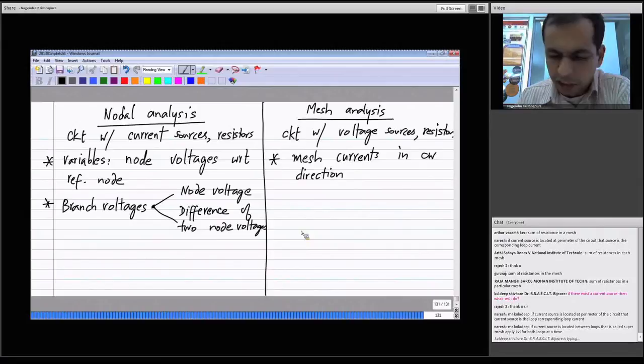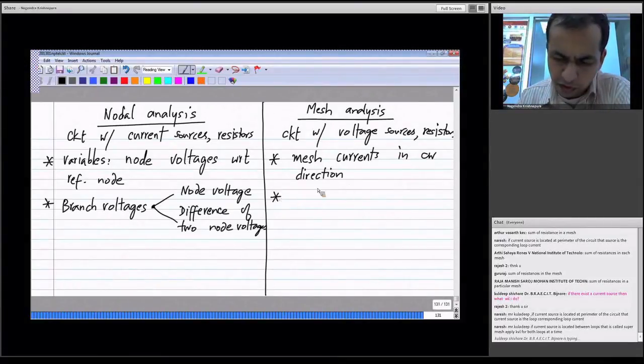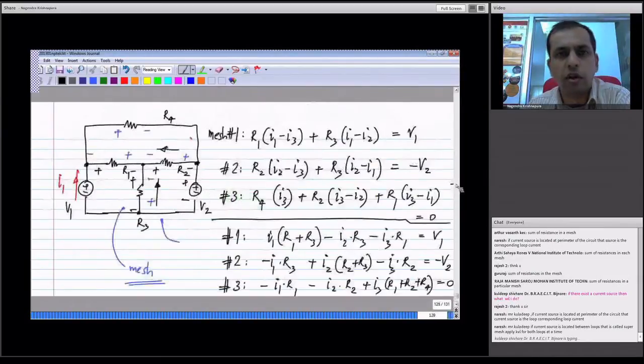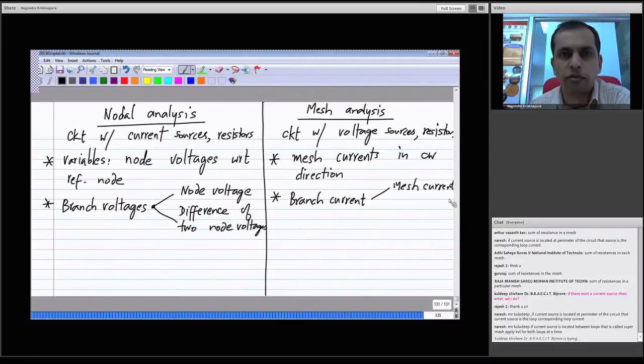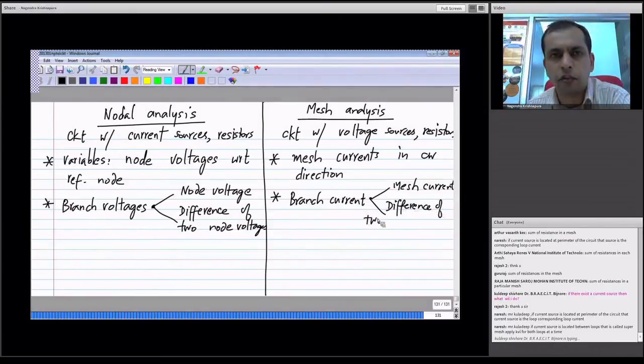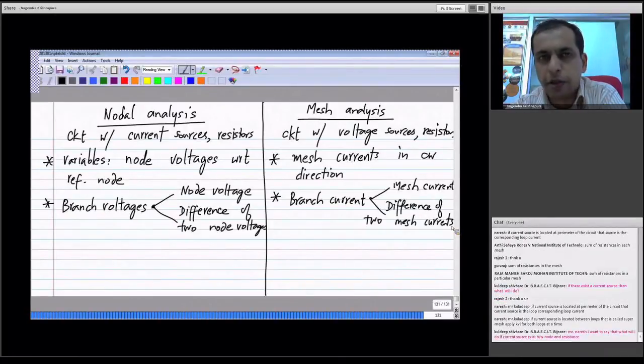mesh analysis, each branch current is either a mesh current, okay. Now for branches on the periphery, on the boundary of the circuit, this will be the case, because those branches will be part of only one mesh and the branch current equals the mesh current, or it will be the difference of two mesh currents. Okay, so for branches in the middle, again by taking the analogy of the map, those will be the borders between two states. The current in those branches will be the difference between the current in the left branch and the current in the right branch. So the current in one will be in one direction, the current in the other one will be in the opposite direction, and this happens because we choose all mesh currents in the clockwise direction.